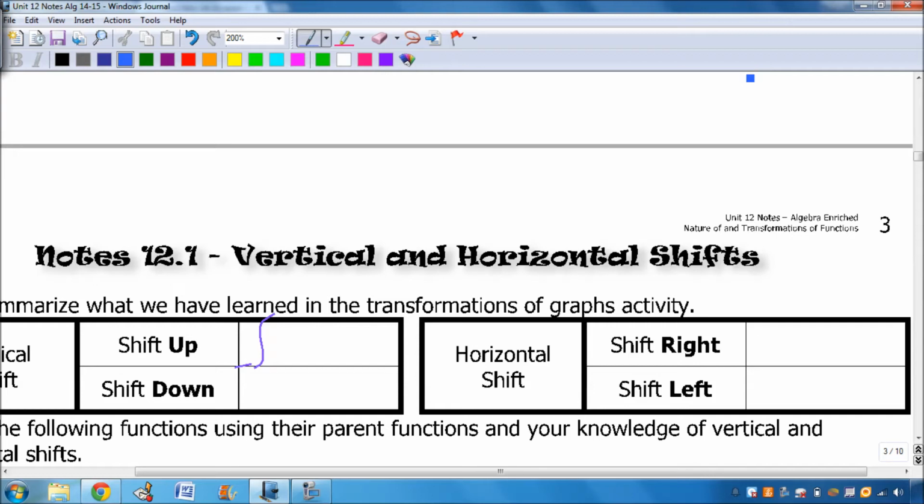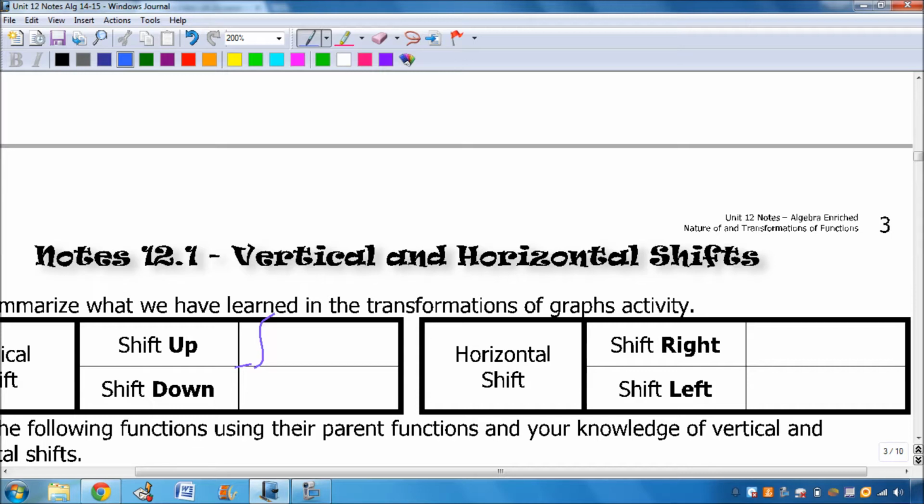Hi, ladies and gentlemen, we are on notes 12.1, which are on vertical and horizontal shifts. We're going to be discussing multiple different types of transformations to functions in this unit, and we did a lot of stuff using our graphing calculators to discover these different transformations. So hopefully what we're about to discuss isn't going to be anything totally new to you. In the boxes on top, it says summarize what we have learned in the transformations of graphs activity.